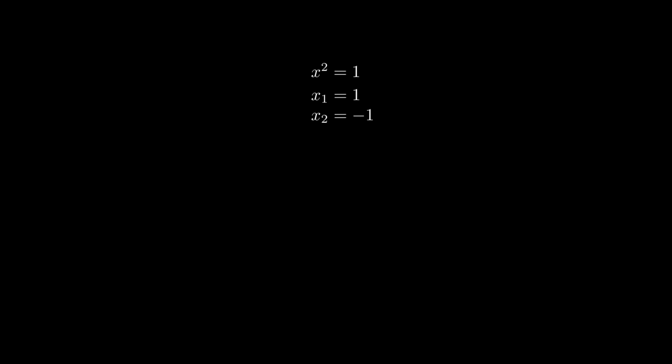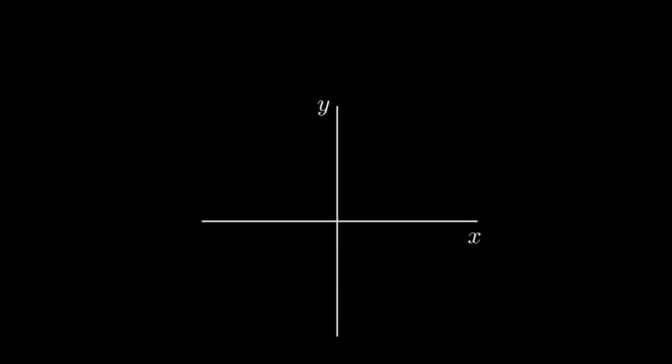And we can plot those solutions in the number line, right here. Here I have minus 1 and 1. So now let's move to 2 dimensions. I have my xy plane, and let's say I have this equation, x squared plus y squared equal 1. I know many of us know how to draw this, but for a moment, imagine that you don't know how to draw this equation.